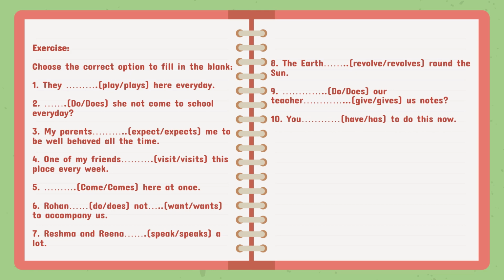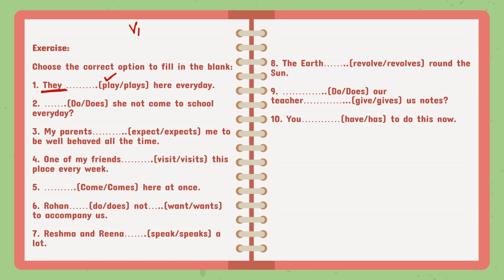Okay, students, to have a better understanding of the concept, let's solve one exercise. So the first question is, choose the correct option to fill in the blank. First one is, they dash here every day. We have two options, play or plays. Over here, our subject is they. This is a plural subject, and a plural verb is first form of verb, base form of verb. So our answer over here will be play. They play here every day.